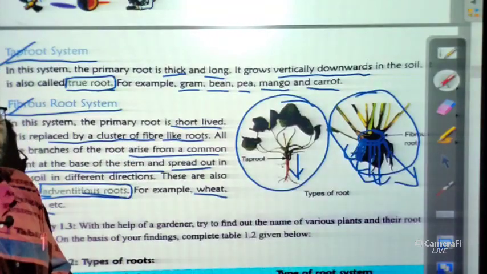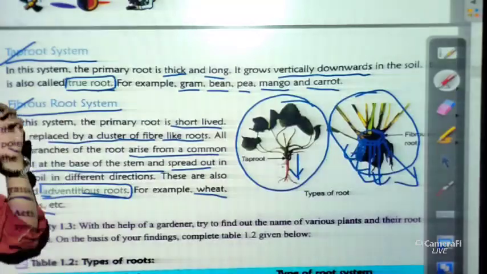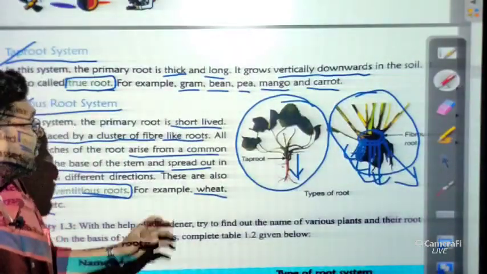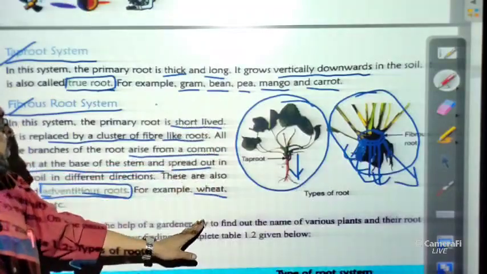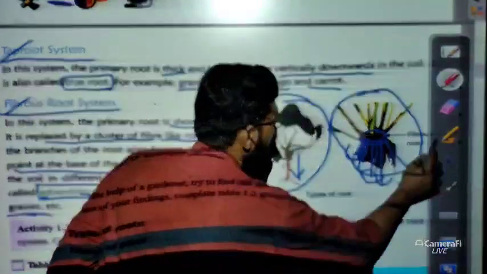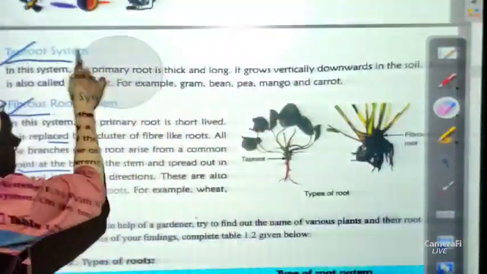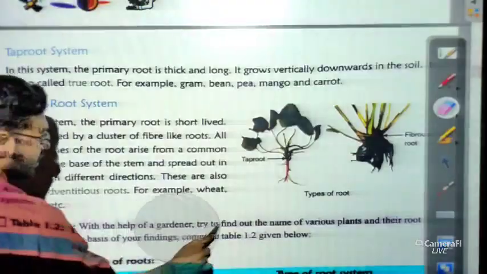The question will come like this: differentiate between tap root system and fibrous root system. So you have to remember at least two characteristics of these two, with two examples each. Okay, so I hope this portion is clear, students.